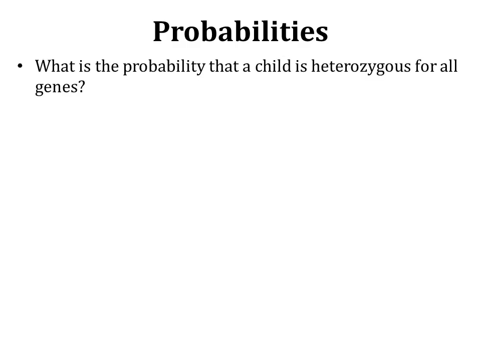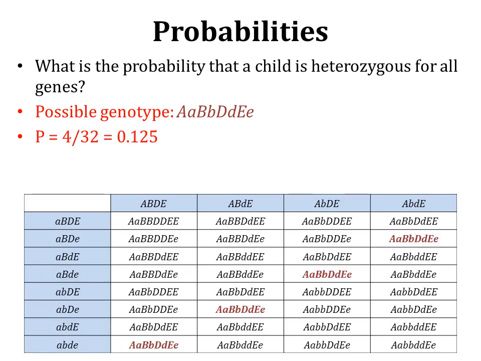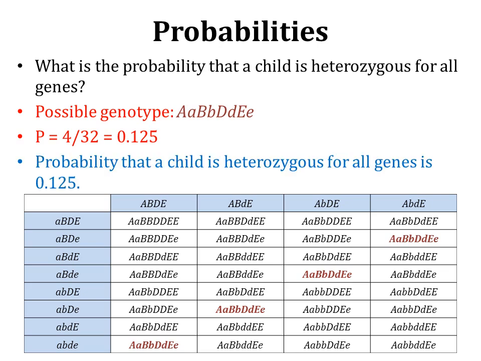The next question is, what is the probability that a child is heterozygous for all genes, right? So what is the possible genotype? It is only one. A person who is heterozygous for A, B, D, and E genes. And when we look into the table, we find 4 individuals out of 32 who have this genotype. So their probability is 0.125. So the probability that a child is heterozygous for all genes is 0.125. This is the simple probability. This is not the compound probability, right?